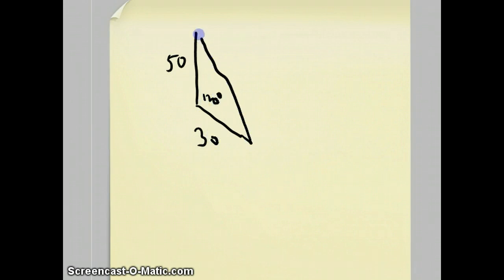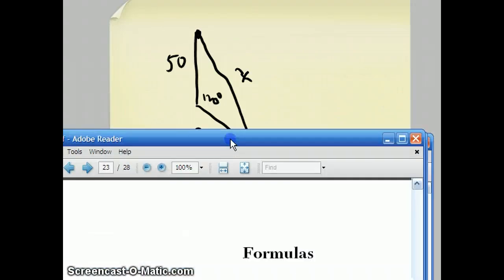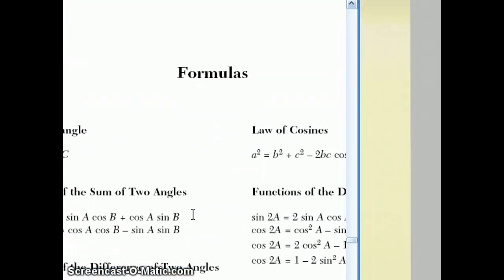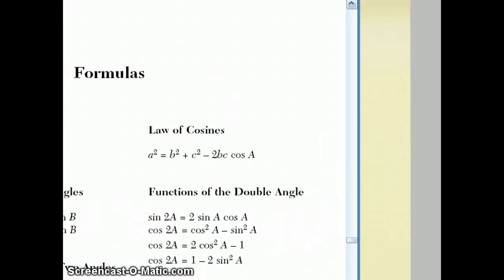So I'll draw my diagram. We have 50, and we have 30, and we have 120 degrees, and this makes a triangle, more or less. They want to know how big this is. Now, to do a question like this, it's kind of like the Pythagorean theorem, but because that's not a 90-degree angle, instead of using a squared plus b squared equals c squared, we use, in your formula sheet, this law of cosines here.